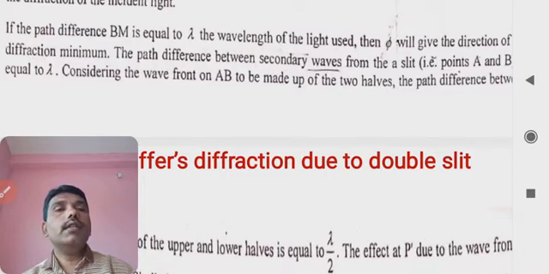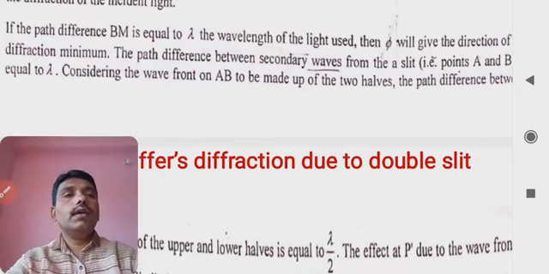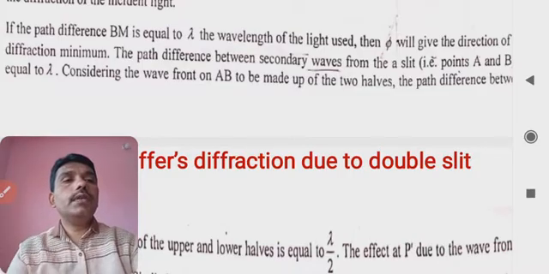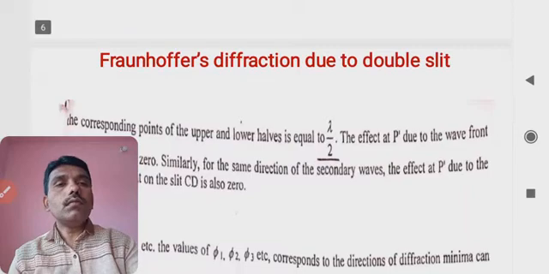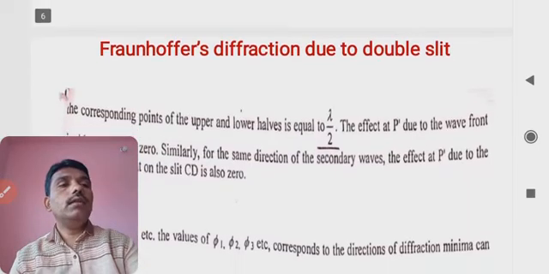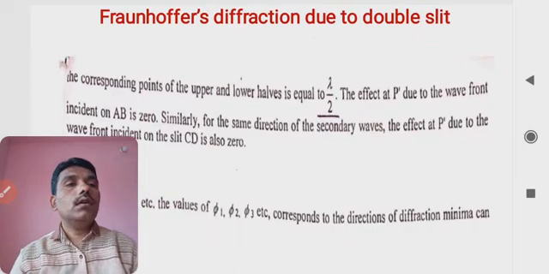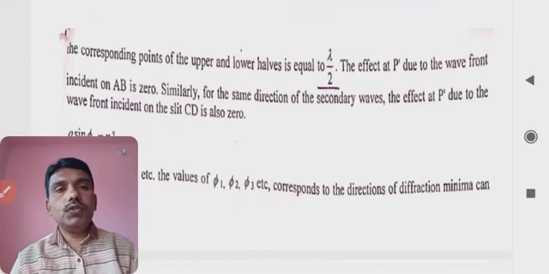And considering the wavefront on AB to be made up of two halves, as I already told you, the upper and the lower half, the path difference between the corresponding upper and lower halves is lambda by 2, and the effect at P dash due to the wavefront incident on AB is 0.